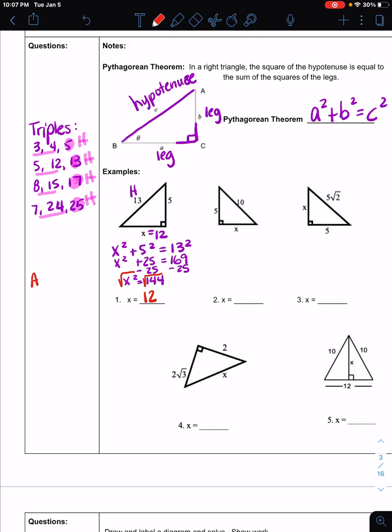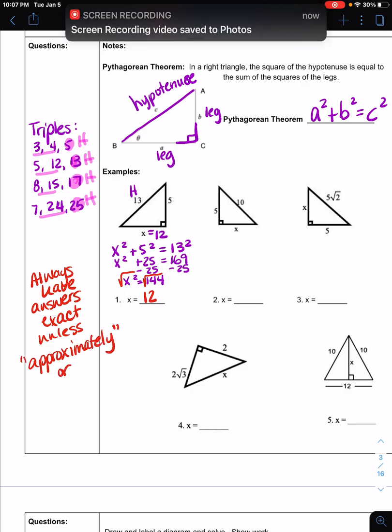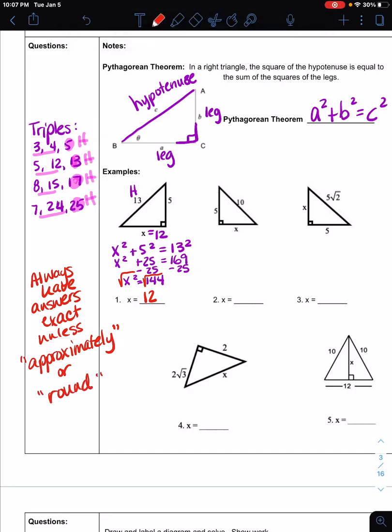Now, you're always going to leave answers exact. Remember, exact means, for example, 3 root 3, unless I say approximately or around. I have to say those things in order for you to hit the square root key on your calculator. Unless you just want to test it and see if it's a perfect square, you can do that.